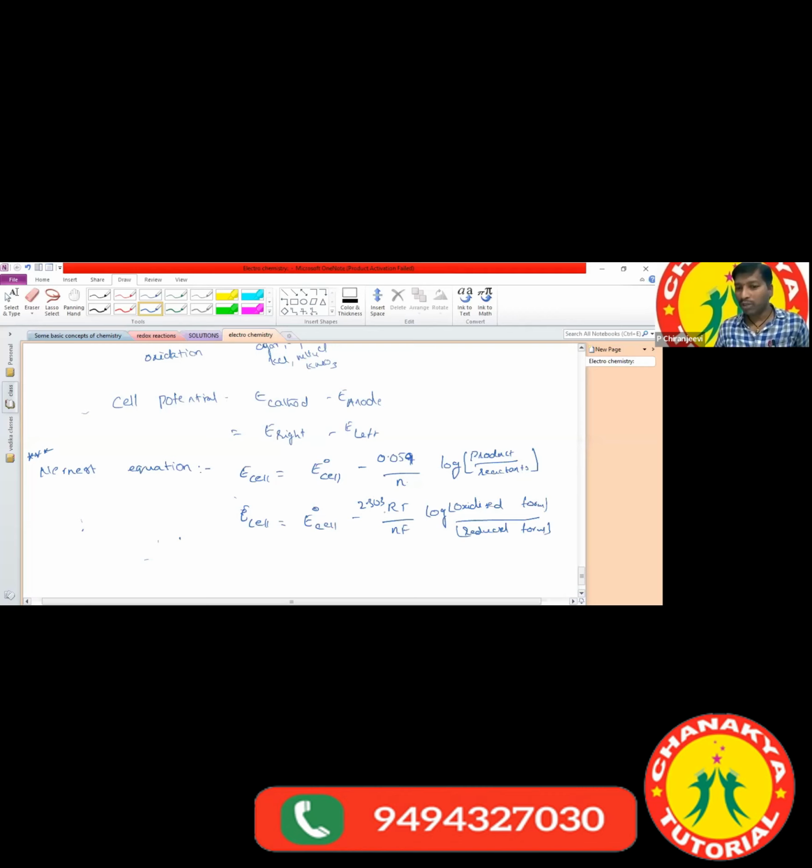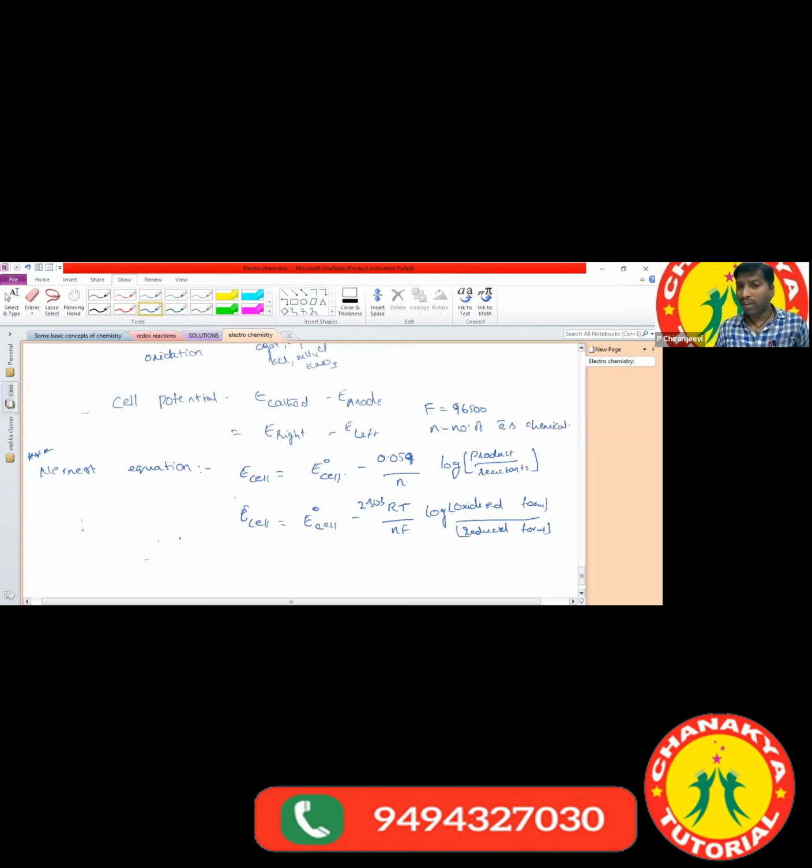In this, R is the universal gas constant, T is the absolute temperature, and F is the Faraday. What is the value of 1 Faraday? 96,500. N is the number of electrons transferred in the chemical reaction. After substituting all these values, the formula we get is E0 minus 0.059 by n log of products by reactants. This is the formula we use to calculate the E cell value.